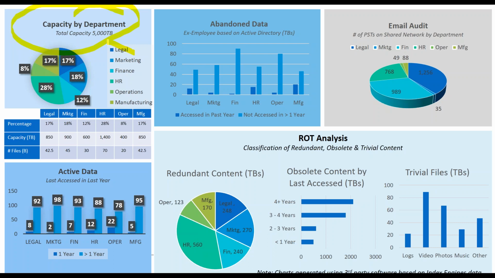So here you can break it down by different departments, and Index Engines captures this by looking at Active Directory membership. So based on the Active Directory membership, here you can see that the HR department is using in this particular server environment about 28% of the capacity of the server, about 1,400 terabytes or a little over a petabyte, number of files in the billions, 70 billion.